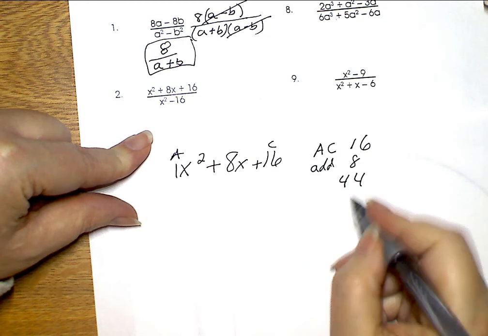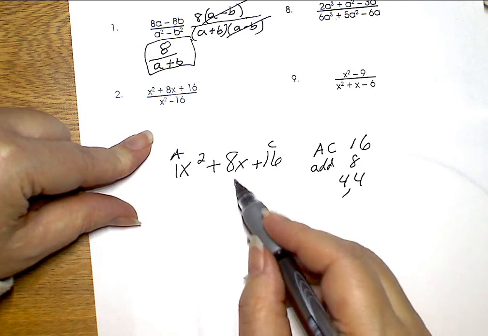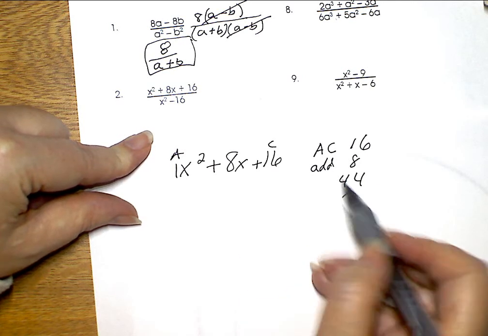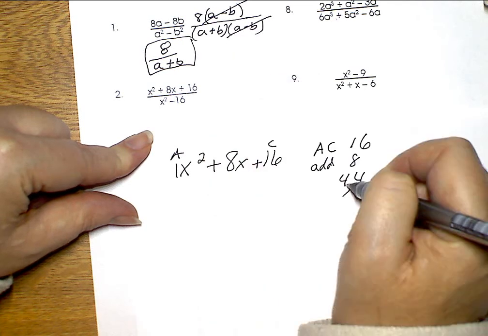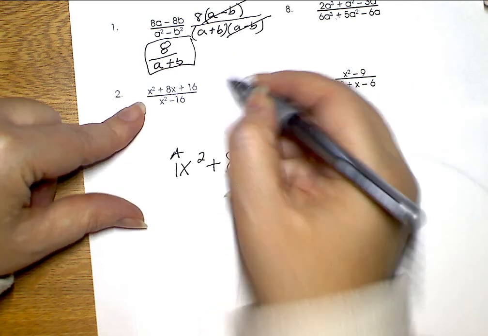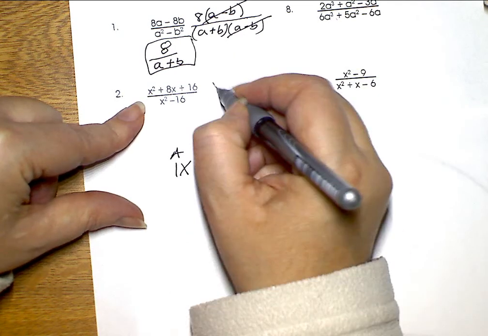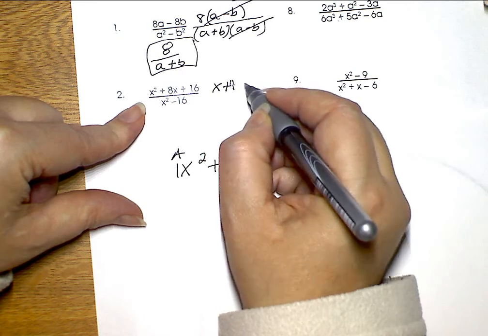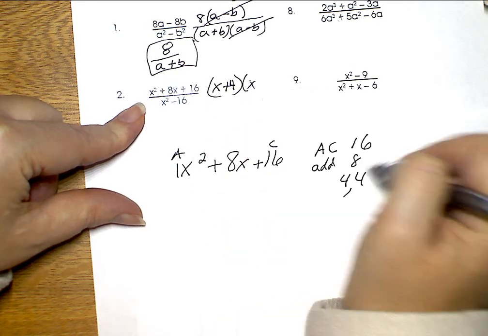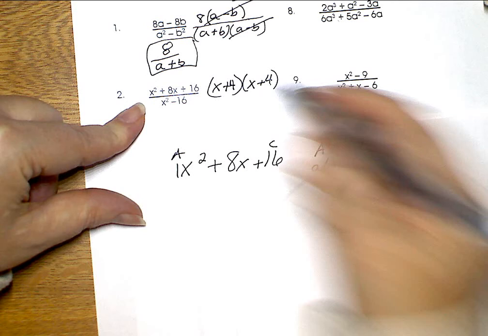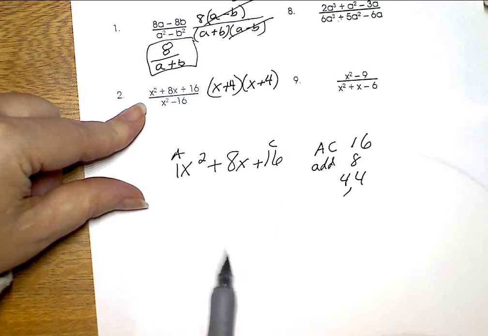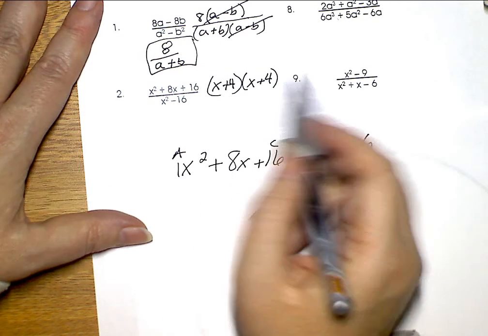Now, if you still need to factor the long way, do it on a separate sheet of paper. But if not, I'm going to jump. If A is 1, you can jump to this. So it's x plus 4 and x plus 4. Now, if A is not 1, then we have to continue on, but A was 1, so we can do that.